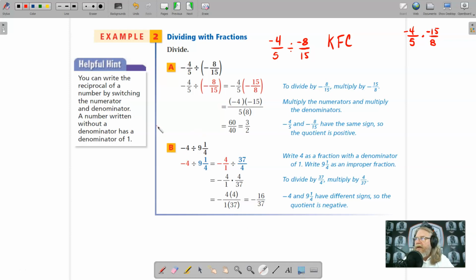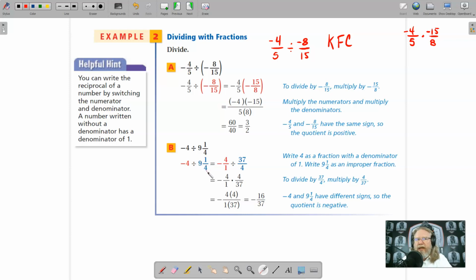Remember what it said over here? If a number isn't a fraction, we could write it as a fraction by placing it over 1. So we take negative 4 and put it as negative 4 over 1. And then we change the mixed number to an improper fraction. First of all, a mixed number is a number that has a whole number with a fraction. So 9's the whole number, or actually integer, to be exact. So an integer with a fraction. So 9's the integer, 1/4 is the fraction.